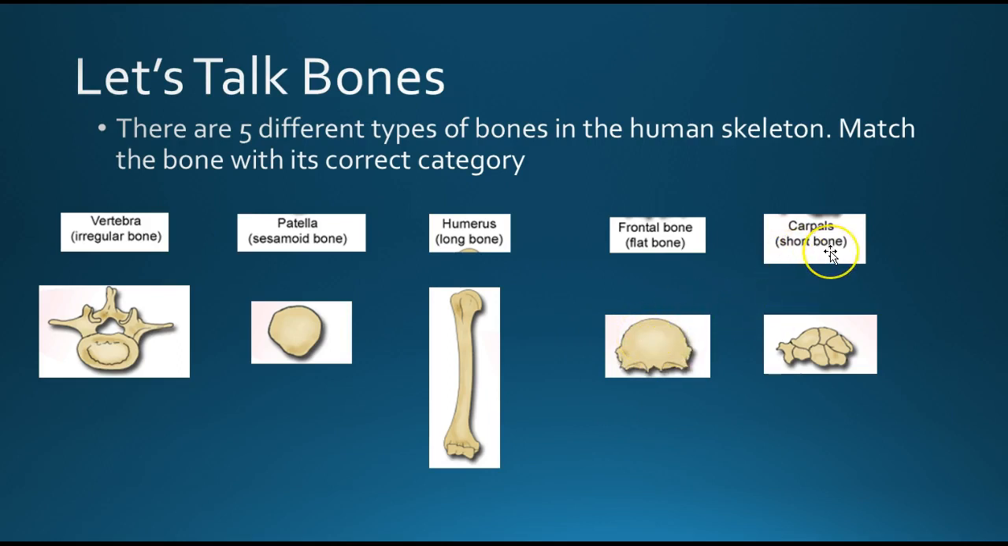And then we've got short bones, such as the carpals. So within that wrist sort of area. Tarsals would be another example of short bones.